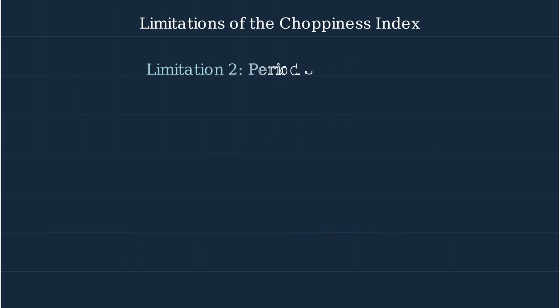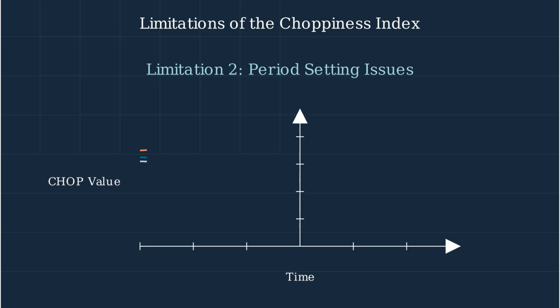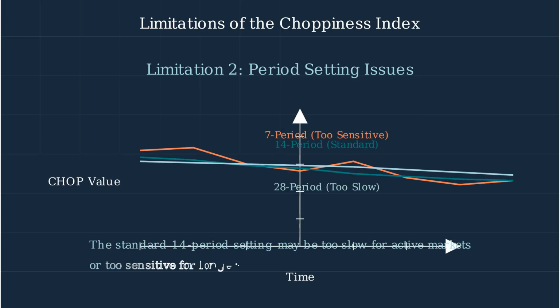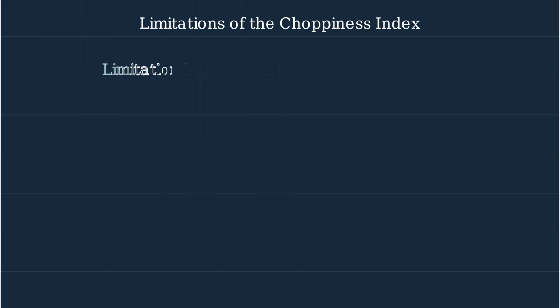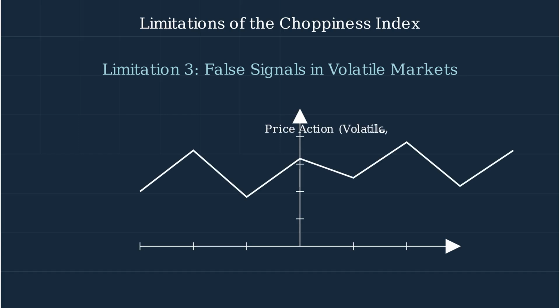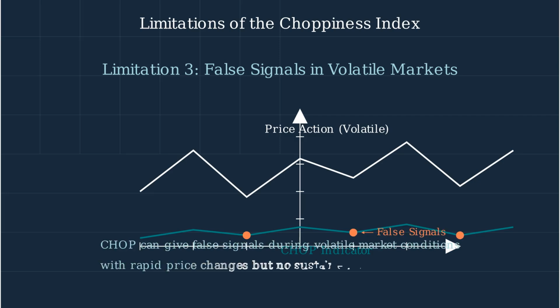The standard 14-period setting presents another limitation. It may be too slow for very active markets or too sensitive for longer-term analysis. CHOP can also give false signals during volatile market conditions, with rapid price changes but no sustained direction. These false signals can lead traders to misinterpret market conditions, confusing short-term volatility with meaningful trend changes.